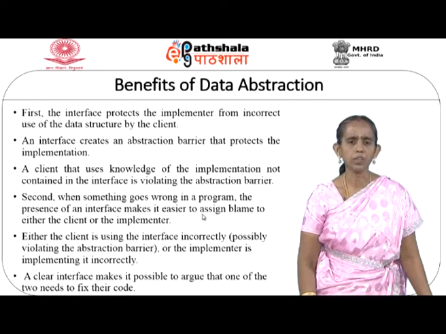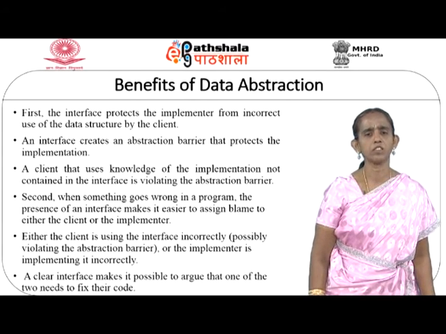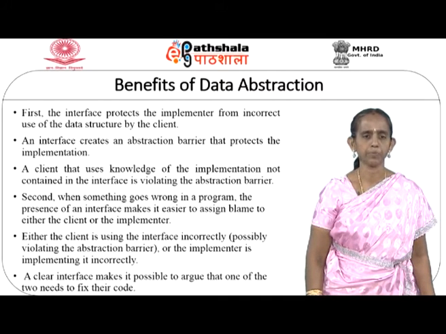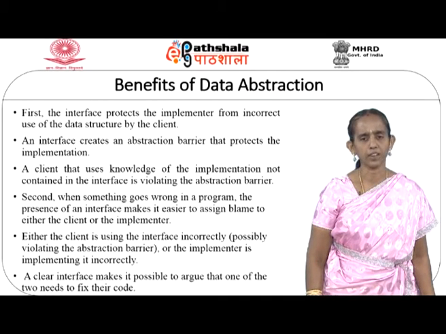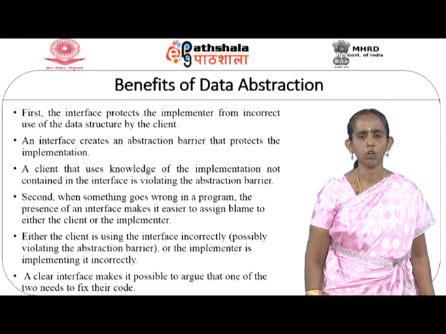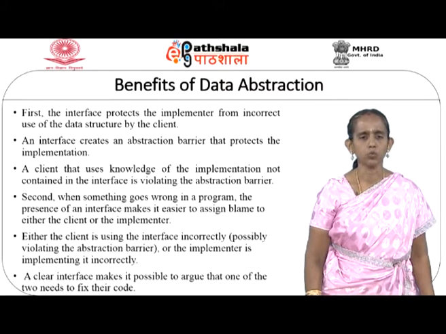Second, when something goes wrong in the program, the presence of an interface makes it easier to assign blame to either the client or the implementer. Either the client is using the interface incorrectly, possibly violating the abstraction barrier, or the implementer is implementing it in an incorrect manner. A clear interface makes it possible to argue that one of the two needs to fix their code.